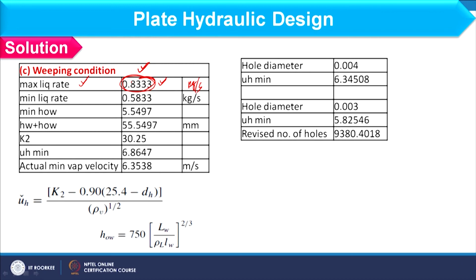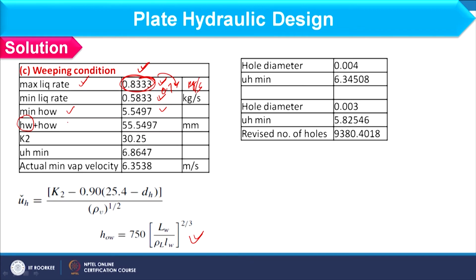So this value you can already refer from the example. And next we have to consider the minimum liquid rate for weeping condition. So that should be 0.7 into this. Okay. So minimum HOW we can obtain using this expression, and it will come out as 5.5497 mm. And weir height is given as 50 mm.